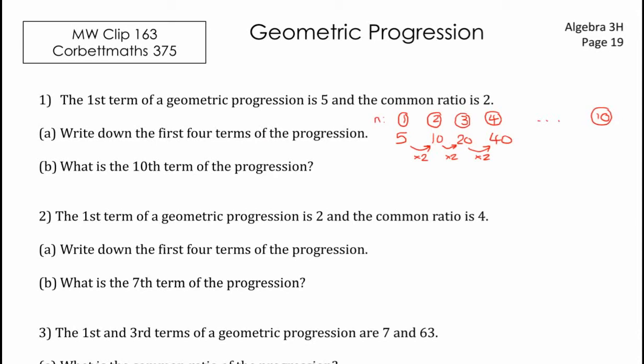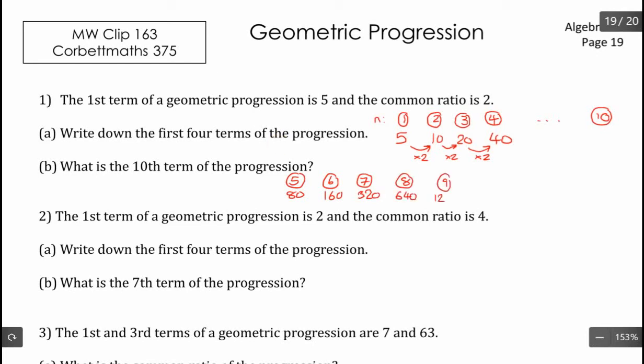the 6th term would be 160, 7th term would be 320, the 8th term would be 640, the 9th term would be 1280, and the 10th term would be 2560.